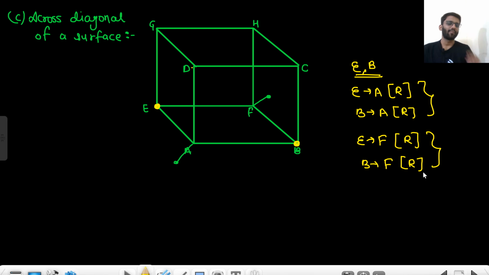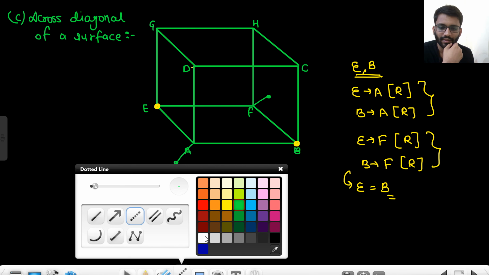I hope you have remembered the concept of equipotential. Many students make a mistake here. What is that? They consider E to A and then E to F. No, the points are different. E and B are different. We will consider both. E will come to A, B will come to A. Same, good. E will go to F, B will go to F. Same, good. That's it. E and B are equipotential. E equals B, I can write.